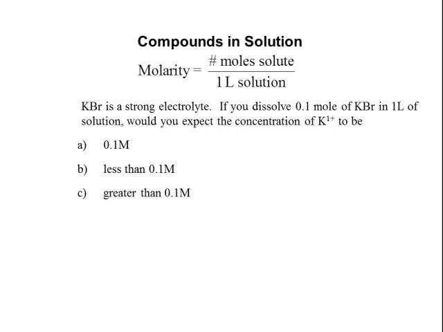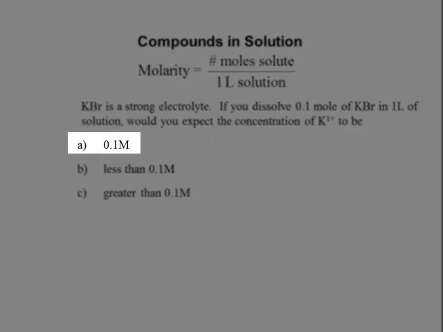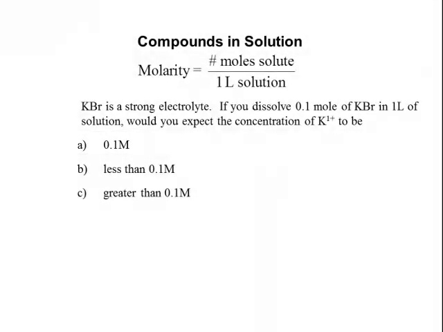You've got 3 choices. 0.1 molar KBr, it's a strong electrolyte. Well, if it's a strong electrolyte, that means all of it is going to dissolve, so I'd end up with 0.1 molar K+. So A would be the correct answer. That's with a strong electrolyte.